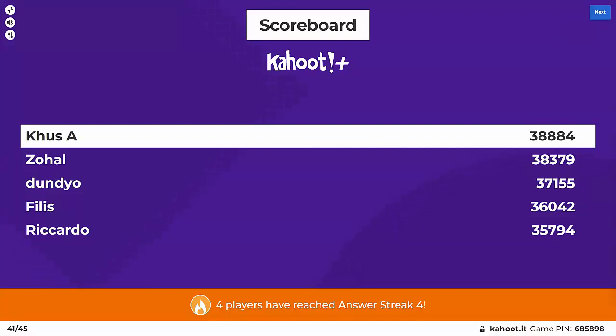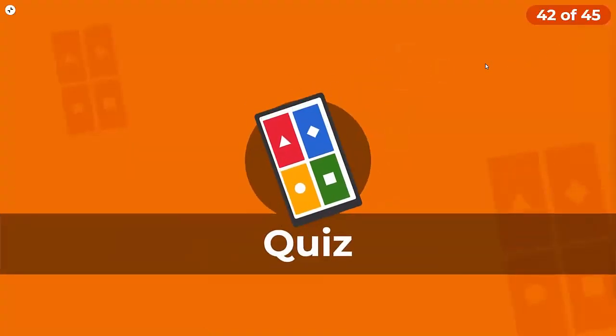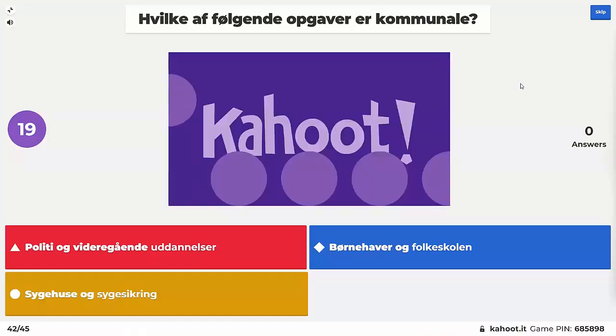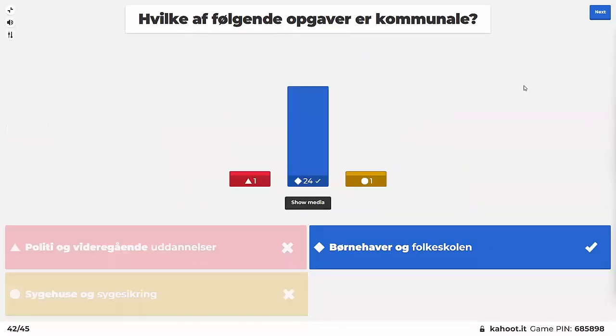These guys are elite players. Wow. Didn't touch anybody in the top 5. Good heck, man. 4 players have reached an answer streak of 4. Excellent. We've got 4 questions to go. Okay, not bad. I hope for the people that keep on failing, I hope you're beginning to see your knowledge gaps, and I hope you're plugging them up. Now you know what you don't know.